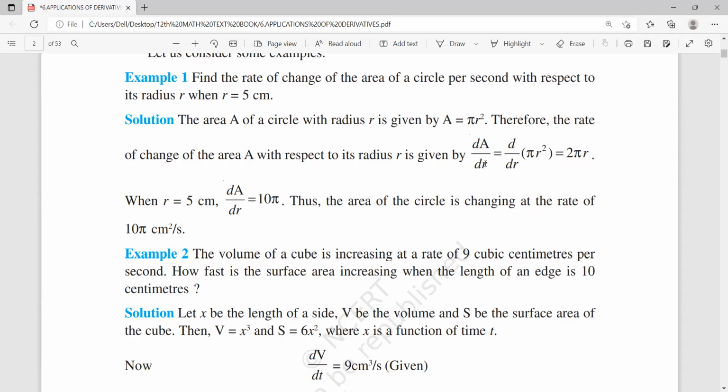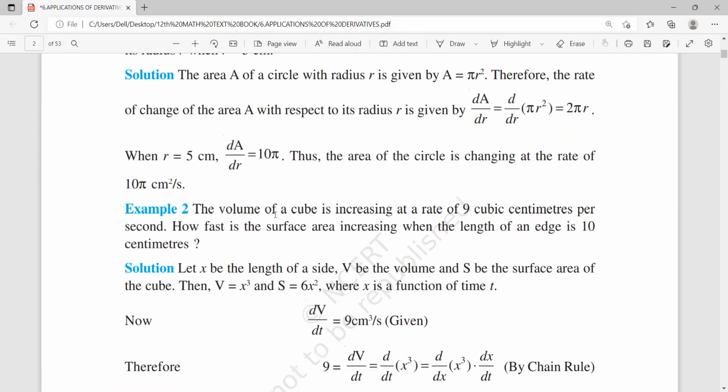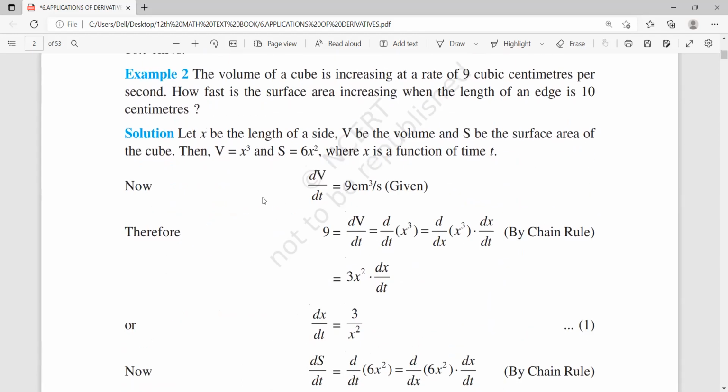When A is pi r square, dA by dr is d by dr of pi r square. Pi times the derivative of r square, which is 2r. This is 2 pi r, and r is 5. So at 5, you substitute 5, that is 10 pi. This is the rate of change in area with respect to radius. That means when the radius is changing, how is the area changing? How fast or slow it is changing, whether it is increasing or decreasing, that's what we understand.